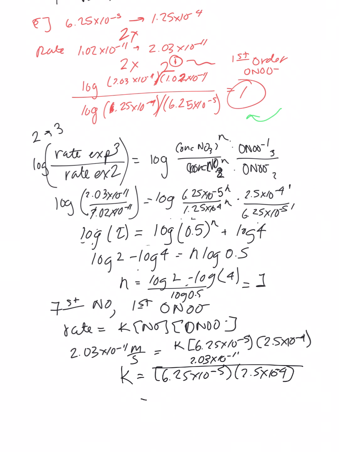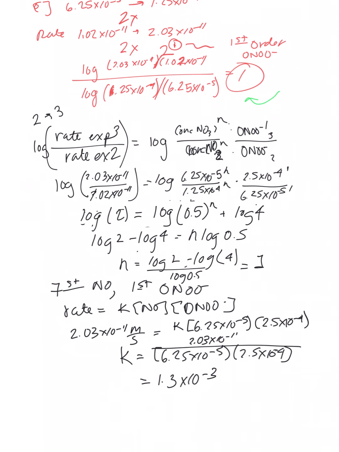If we carry out that calculation, we get a value of 1.3 times 10 to the negative 3. Now, what are the units? If we have a rate of molar per second, and we have molar squared in the denominator, we have to have second in the denominator of our rate constant, and we have to have 1 molar in the denominator. Multiplying these, the molar squared cancels out, and we get final units of molar per second in our rate. So our units for a second order rate constant are going to be 1 over molar times second, or molar to the negative 1, second to the negative 1.